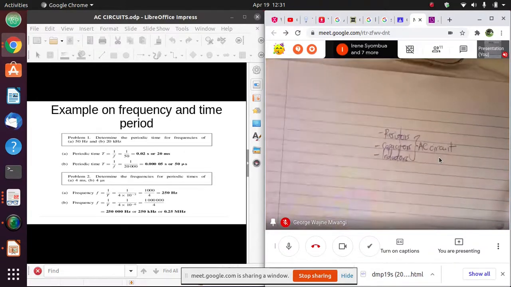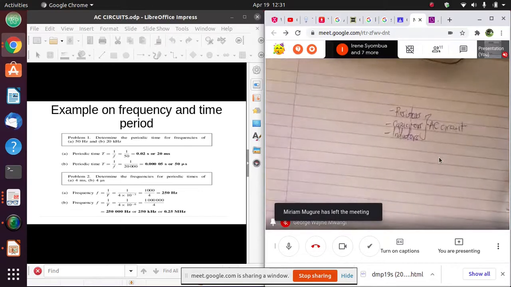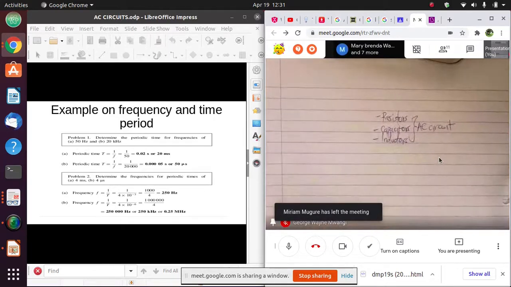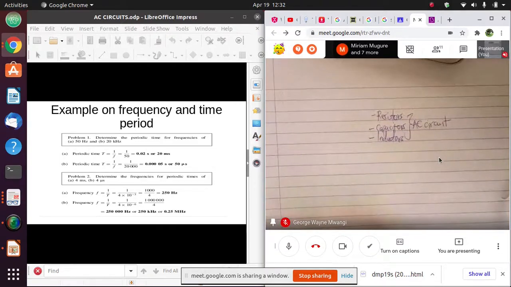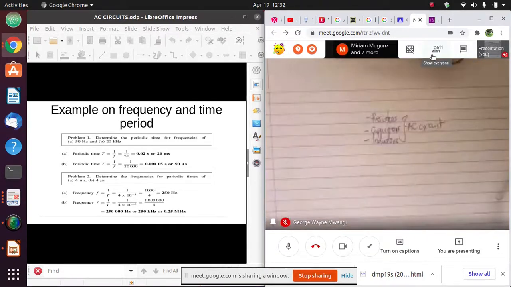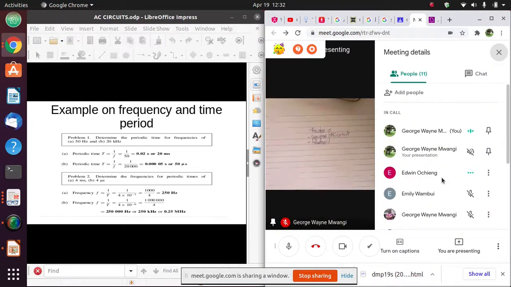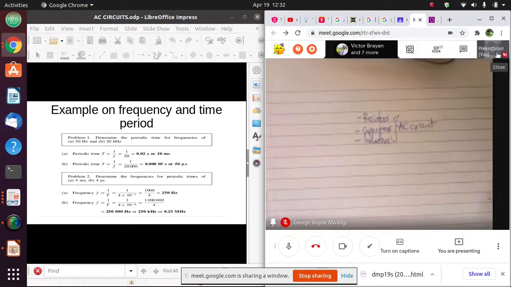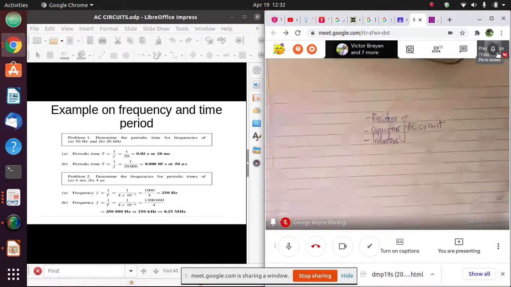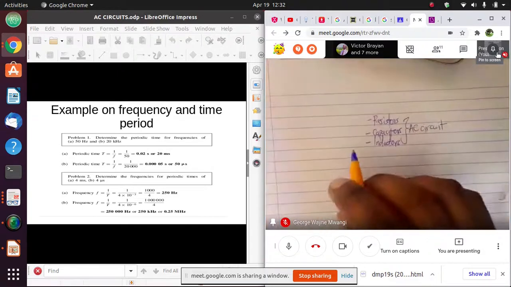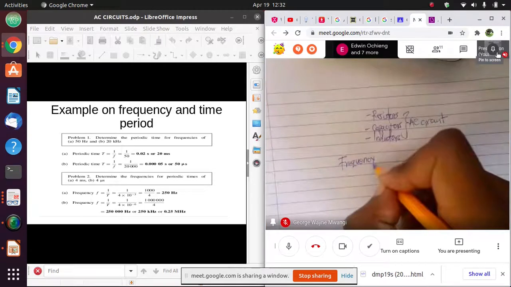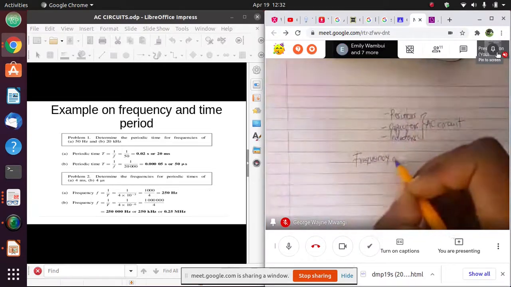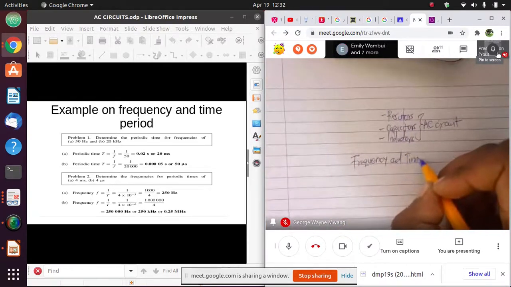Now today we're going to look at a couple of examples. When you're given a question and you're told to find the frequency, the period. I don't know if you can remember what frequency is. Can anyone tell me what frequency is? Anyone? Frequency ni nini? We had mentioned this in the first class. We want to just do two examples that we had done previously on frequency and time period.